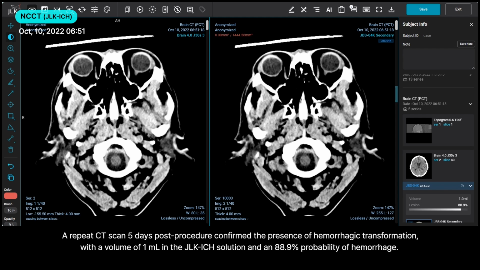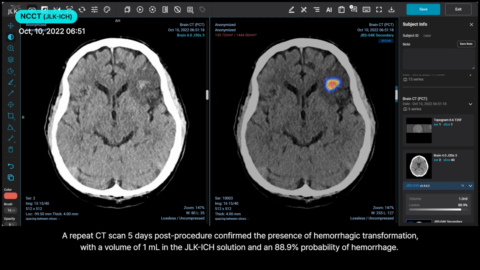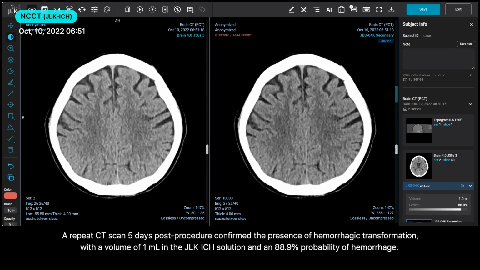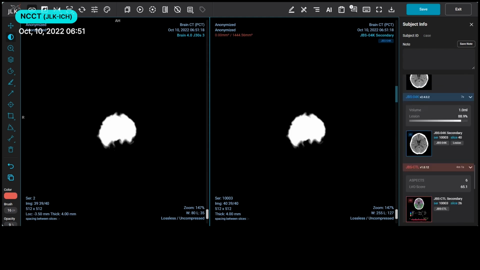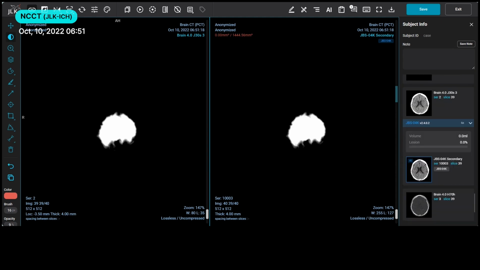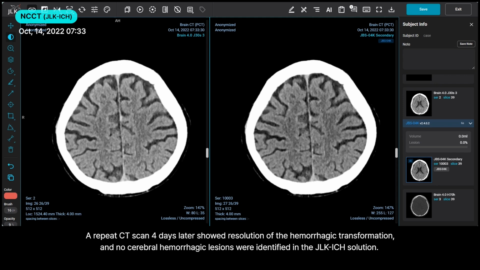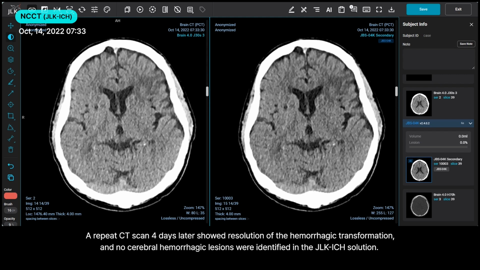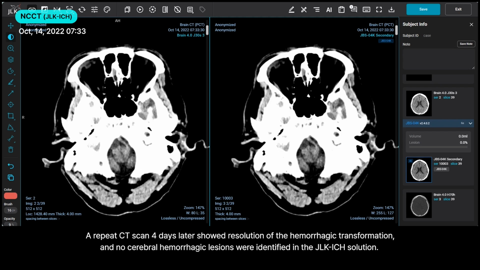A repeat CT scan 5 days post-procedure confirmed the presence of hemorrhagic transformation, with a volume of 1 milliliter in the JLK-ICH solution, and an 88.9% probability of hemorrhage. A repeat CT scan 4 days later showed resolution of the hemorrhagic transformation, and no cerebral hemorrhagic lesions were identified in the JLK-ICH solution.